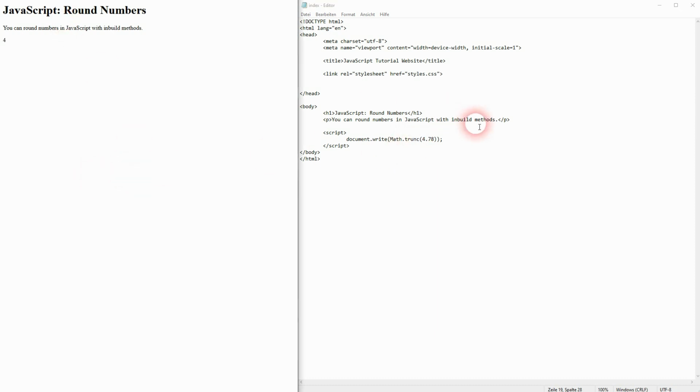So whatever number you've got here, you will always get only the integer part. So if I make that 4.12, we still get a 4. So this basically always rounds it down as well.